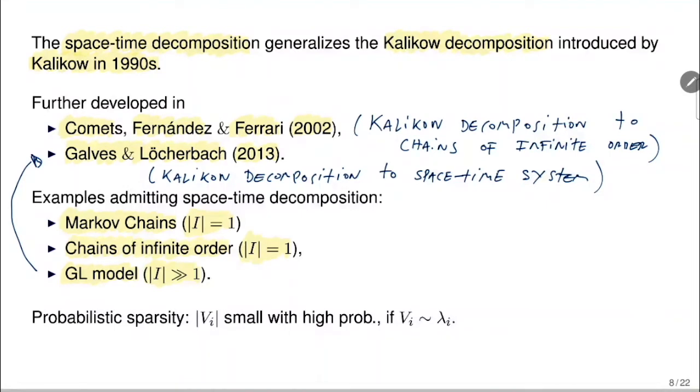And the last remark is the notion of probabilistic sparsity. Let's say that I have a random variable V_i with distribution lambda_I, so the distribution is over the space-time neighborhoods for neuron I. Then we speak about probabilistic sparsity if the random set V_i has small size with high probability. So if the distribution lambda_I is concentrated on space-time configurations with very small sizes, then we speak about probabilistic sparsity. And the notion of probabilistic sparsity plays an important role in the theory that we present in this lecture.